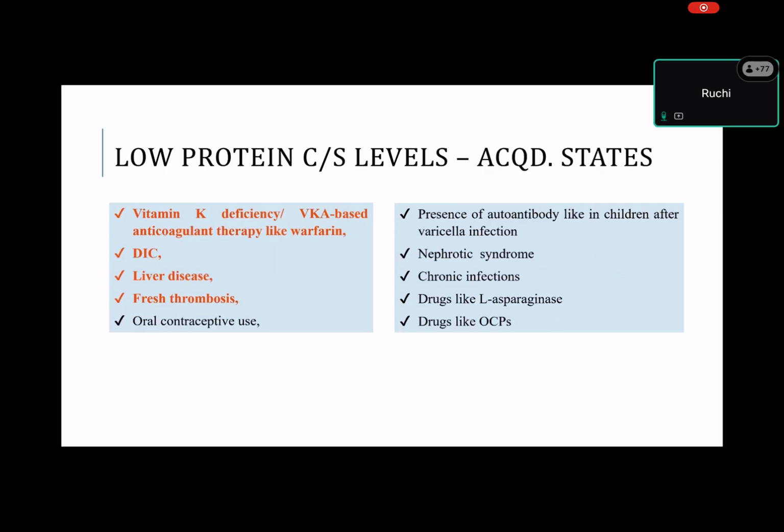We should be aware that there are a number of acquired states because of which we can have alterations in the level of protein C and S, because these are both vitamin K dependent proteins. So if there is a vitamin K deficiency or if there is vitamin K antagonist anticoagulant therapy ongoing, if there is a liver disease, DIC, fresh thrombosis, nephrotic syndrome, infections, drugs, etc., then in these states we can have falsely low lab results of protein C, S and even antithrombin.